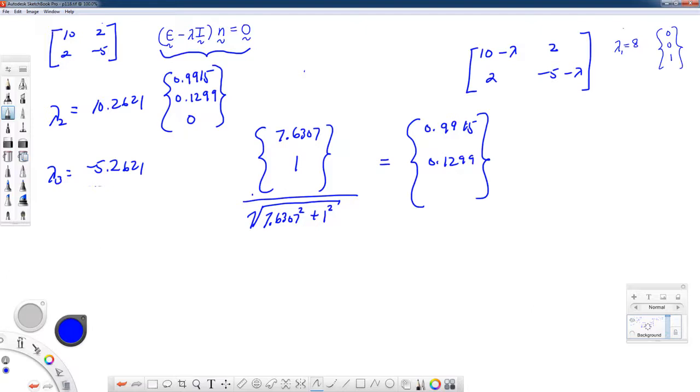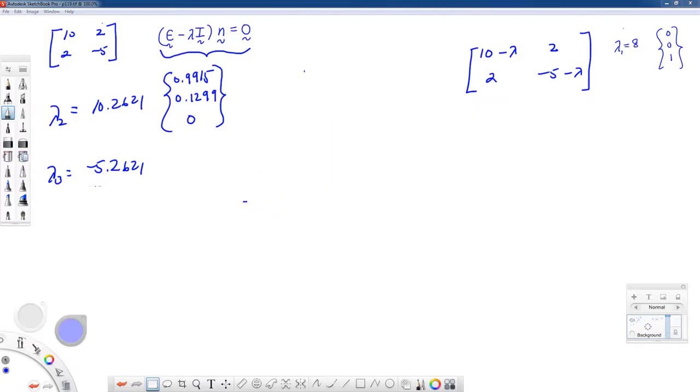All right, let me make a little bit more room again. And we'll do the exact same thing for the third or the last eigenvalue. We're going to set up our problem like 10 minus a negative, so that's going to be plus 5.2621. 2, we have 2, and then we're going to have minus 5 minus 5.2621.